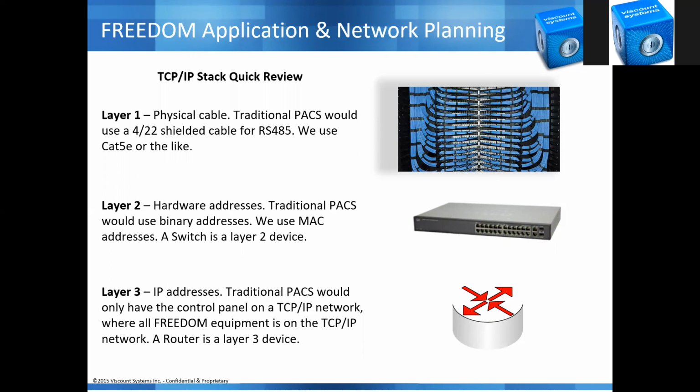Layer 2 uses hardware addresses when relaying information. A traditional PACS system would use a binary address. Since the Freedom system is a network-centric solution, at this level, MAC addresses are used. A switch is considered a layer 2 device.